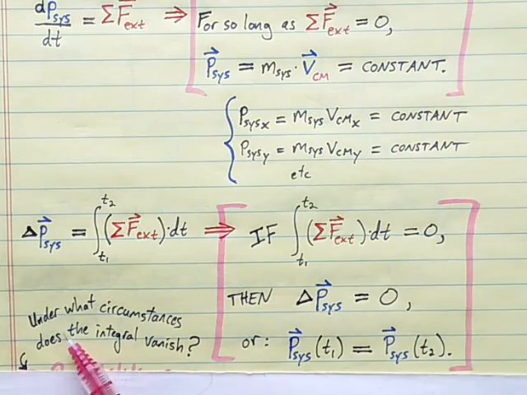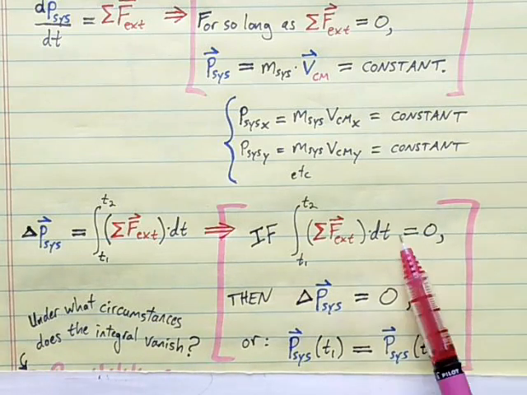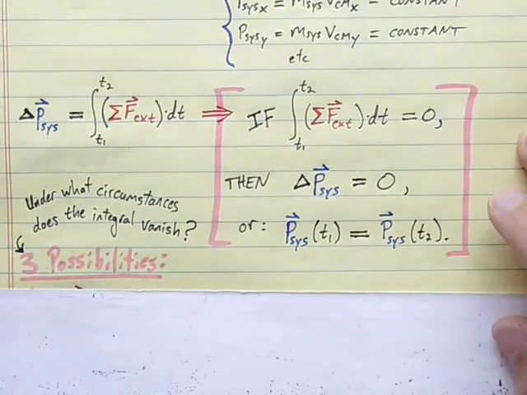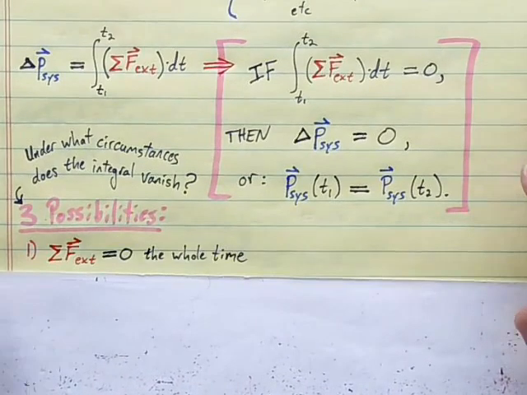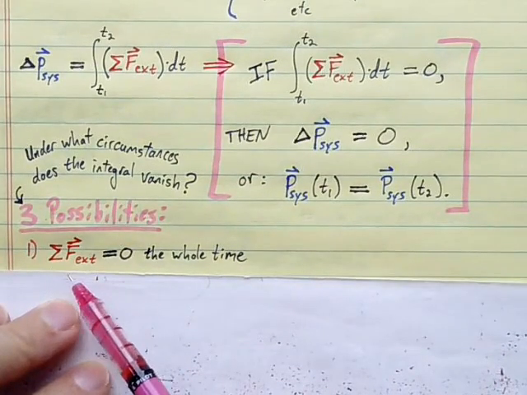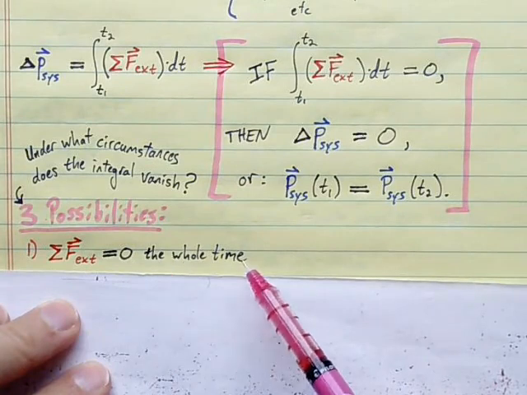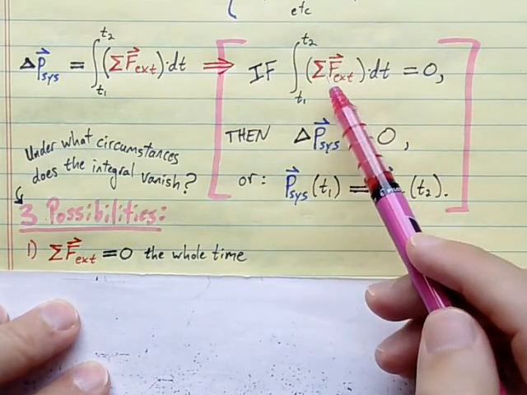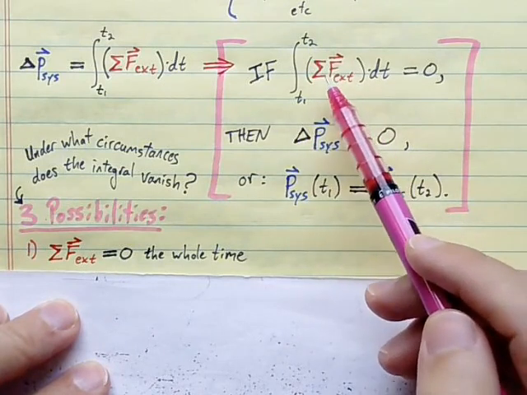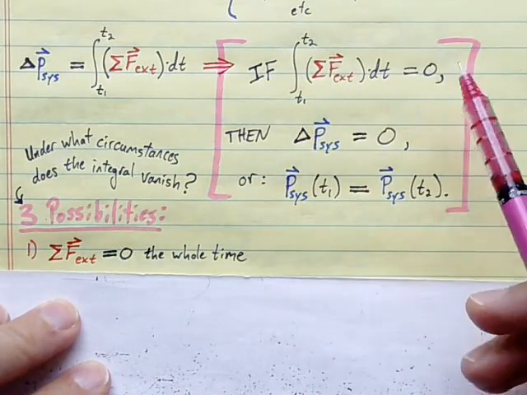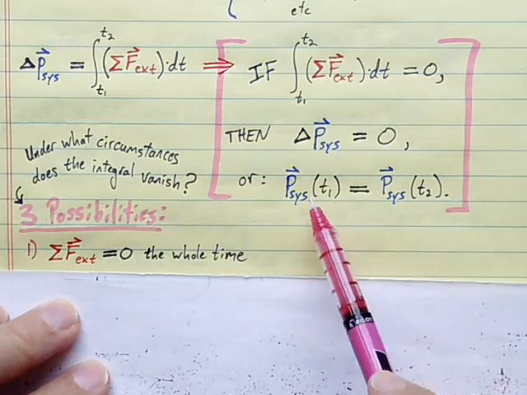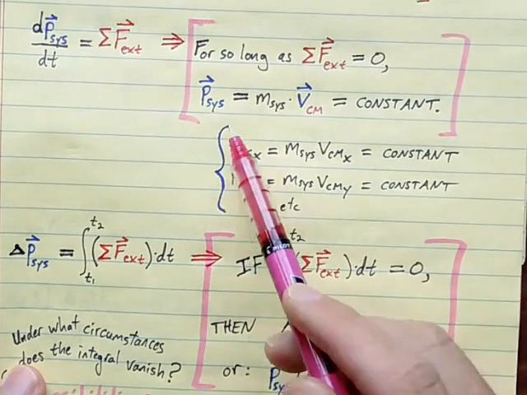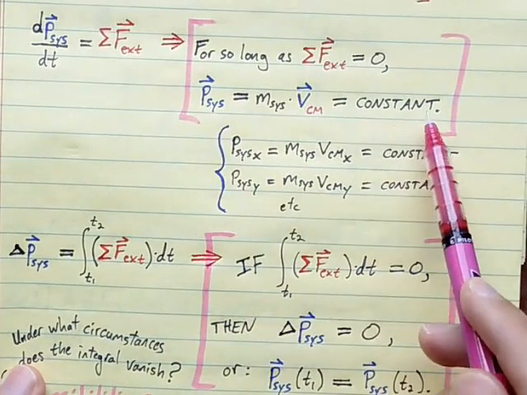Now, under what circumstances does this integral vanish? I can think of at least three possibilities. Most obviously, if the net external force on the system is zero the whole time, so if this is zero from time 1 to time 2, then our integrand being zero, the integral, of course, is zero. So if there's no external force, then the momentum of the system does not change. We described that above. The momentum of the system would be constant throughout that interval.